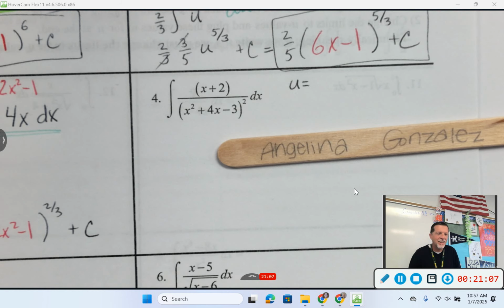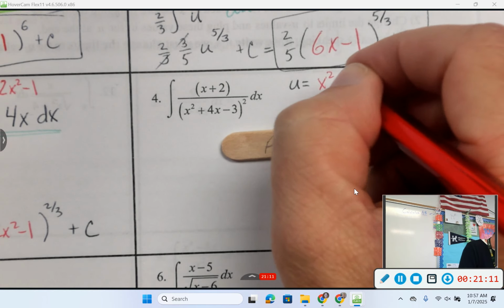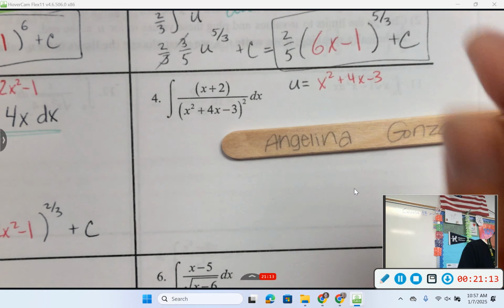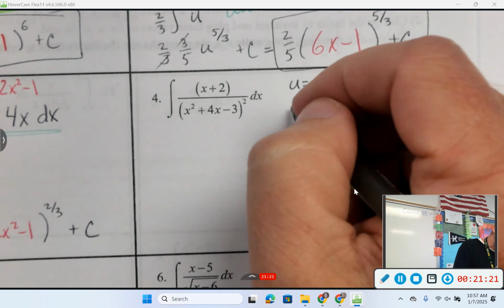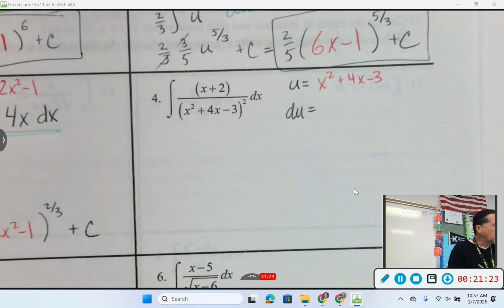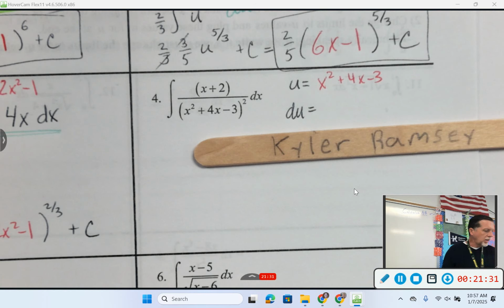X squared plus 4x minus 3. I think that's a good pick. I think if we included the squared on that, things would get too complicated. So I like that you picked that. Let's see if that works with the rest of the problem here. So I need to figure out what du is, and hopefully it's somewhat close to dx. Kyler, what's du?